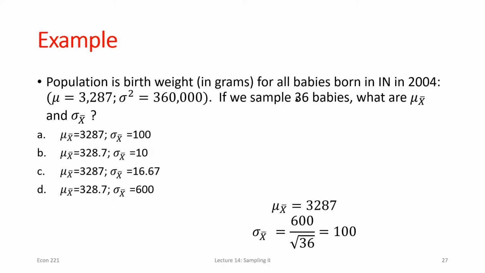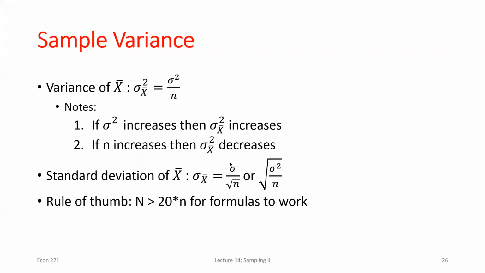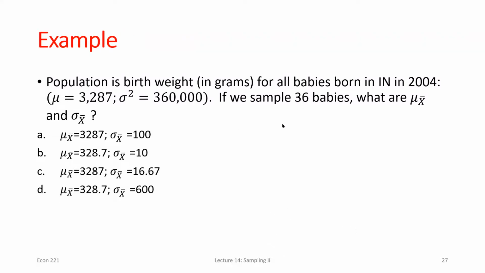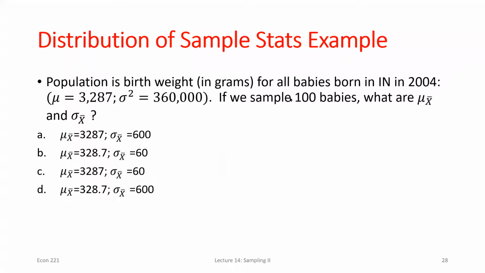when I take samples of size 100, you look at this equation, what's going to happen to my variance? If this goes from 36 to 100, my new variance or my new standard deviation should be lower than it was before, because if the denominator goes up, the entire fraction gets smaller. So I know if I go from 36 babies, where the standard deviation was 100, to a sample size of 100, my standard deviation should be even lower, something lower than 100.